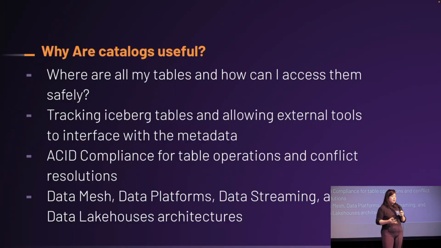So catalogs are pretty useful just because generally you don't want to always be working with the data directly, but they're really meant to answer two questions: where are my tables and how can I access them safely, especially when you're dealing with so much data and you have so many different roles and permissions. You want to implement access-based controls, and you also want to be able to track your Iceberg tables and the changes that they undergo and allow external tools to interface with them.